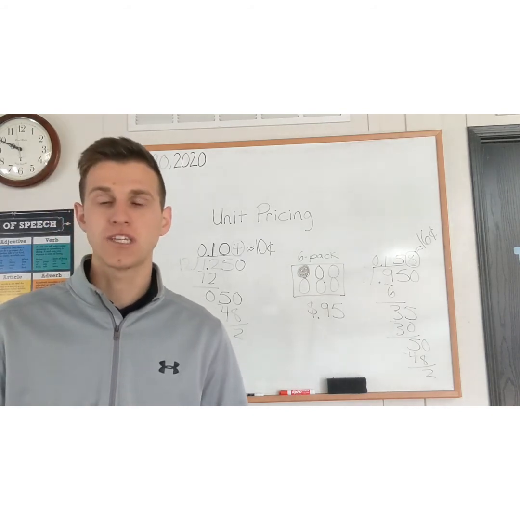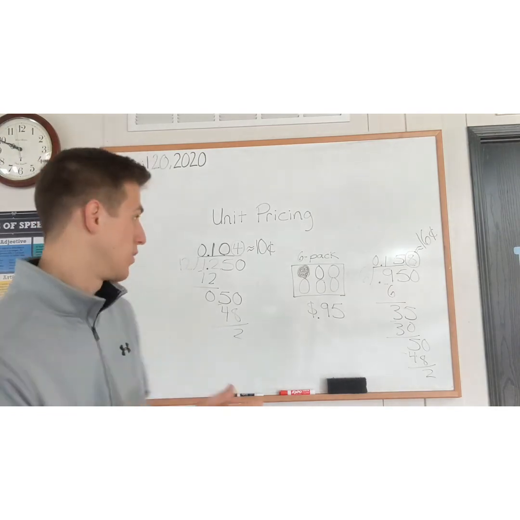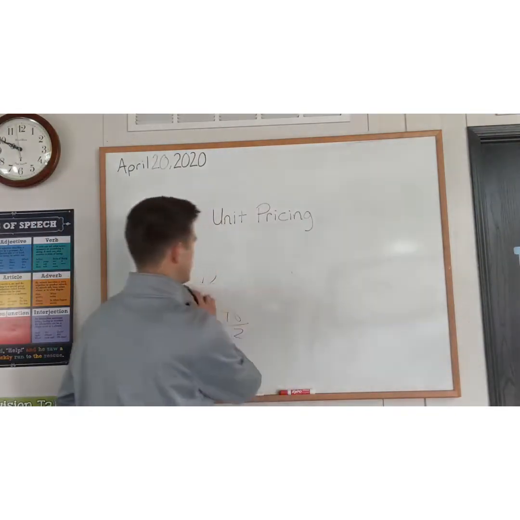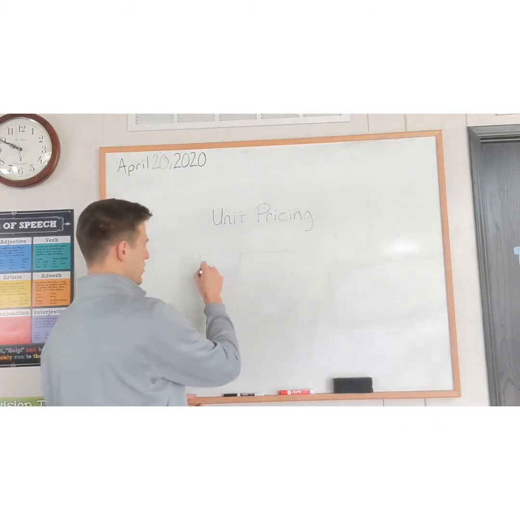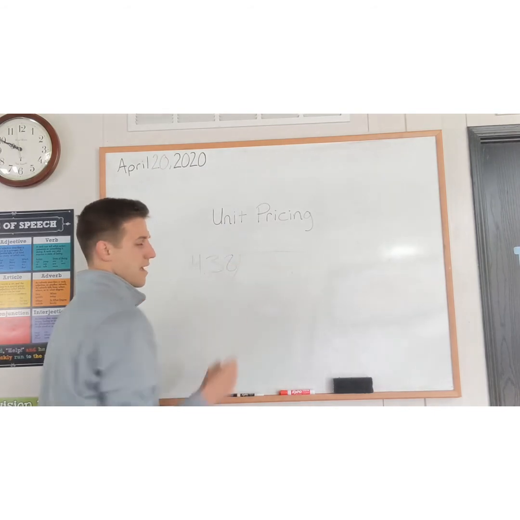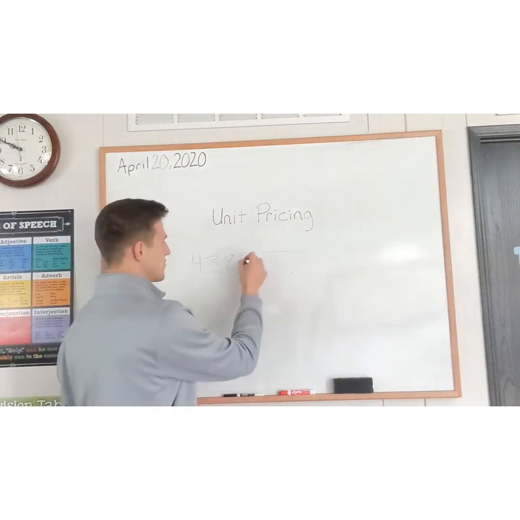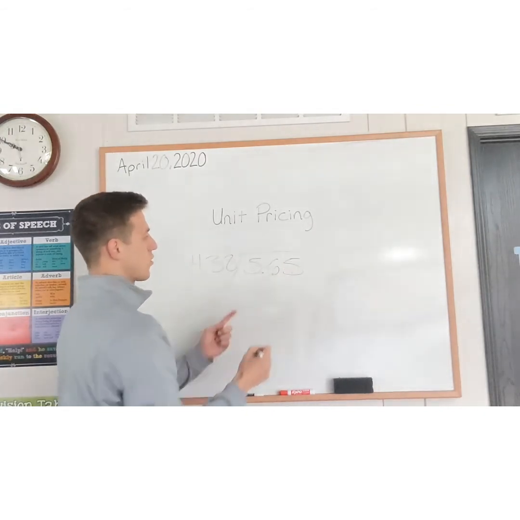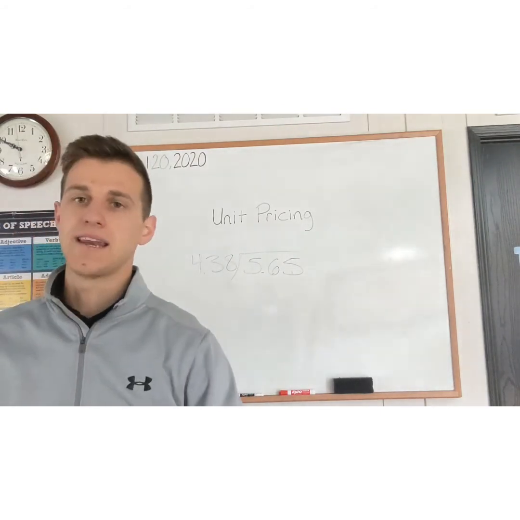And then what is the price? The price is always going to be our dividend. It's going to go inside our dividing. So for here, we're going to have 4 3/38 of a kilogram, and the price was $5.65. So our price that it costs is always going to go inside our den.